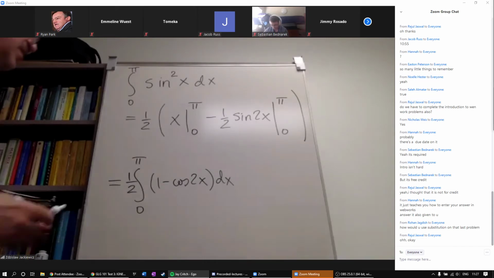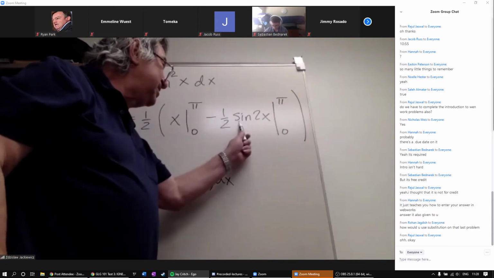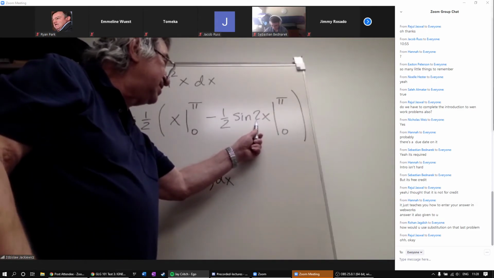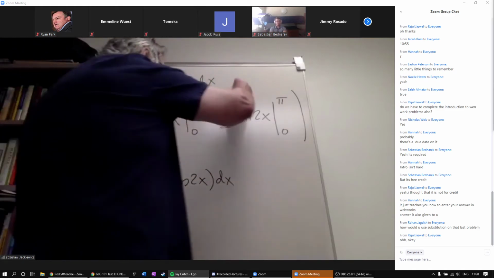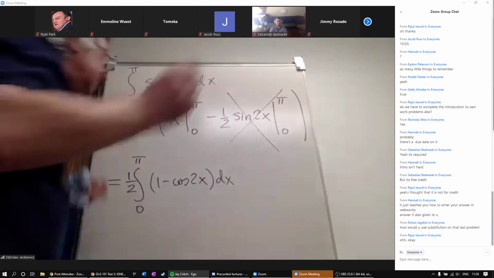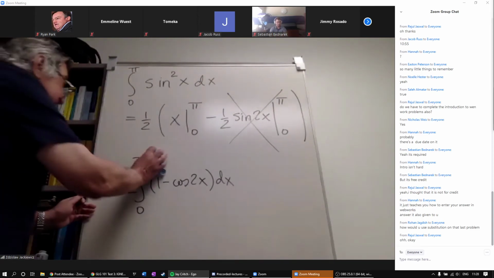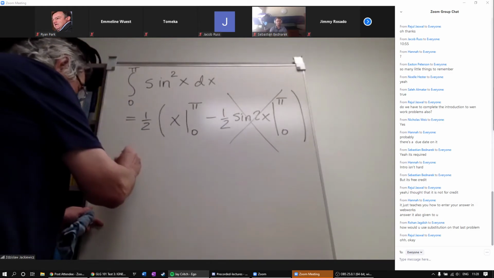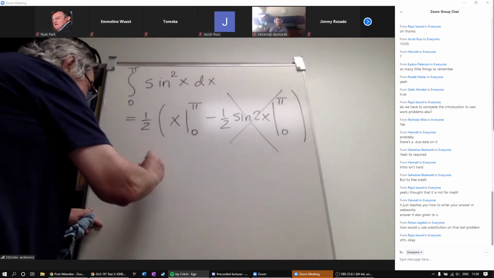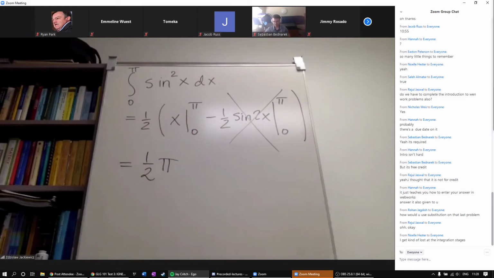Of course, if you put in pi, it will be sine 2 pi, and sine 2 pi is 0. If you put in 0, that's sine 0, still 0. So this term is 0, and the final answer is 1/2 times pi, so pi over 2.